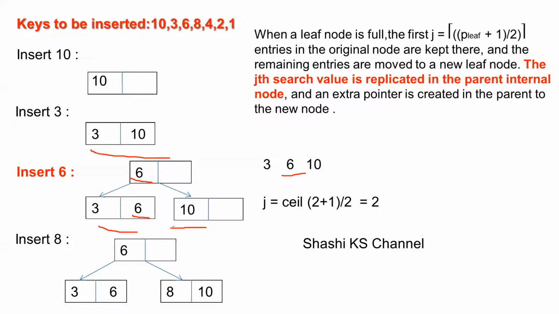Remember that whenever the leaf node is split, the value of j is equal to 2. That means the first 2 entries have to be kept in the original node and the remaining entries have to be moved to the new node, and the second entry has to be replicated in the parent node. This is going to be the same throughout the problem, because the formula which we are using is the order of the leaf node plus 1 divided by 2.